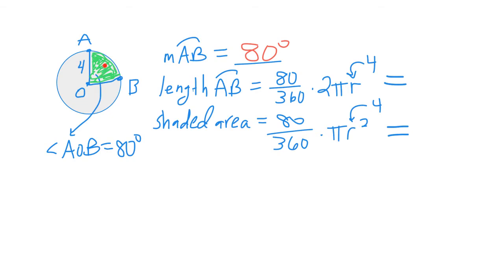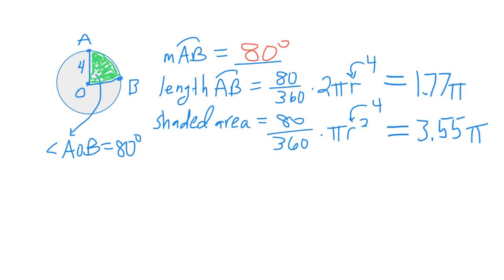Same for the shaded area. It's not the whole area. It's a fraction of the whole area. And the fraction is 80 degrees out of 360 degrees. 80 out of 360. Use the central angle for your numerator of the fraction and use the regular formula for circumference and area.